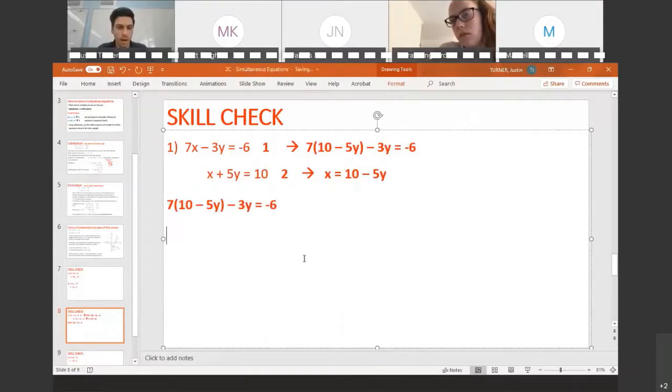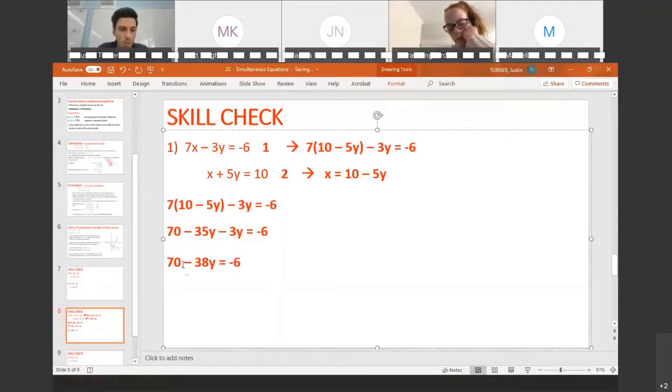So expanding the brackets, we have 7 times 10 is 70. Then 7 times minus 5y is minus 35y. Now that we've expanded the brackets, I'll just add the rest of the terms on. Okay. Now we have some like terms in here. We can join these together because they're like terms. So minus 35y minus 3y, simplifying that, we get 70 minus 38y equals negative 6.